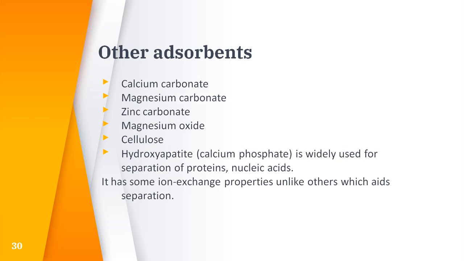Examples of some other adsorbents are calcium carbonate, magnesium carbonate, zinc carbonate, magnesium oxide, and cellulose. Hydroxyapatite, also known as calcium phosphate, is widely used for separation of proteins and nucleic acids. It has some ion exchange properties, unlike others, which help in separation.